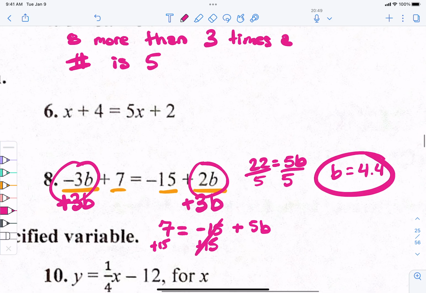Do 6 now. There are 2 x's. You have to get the x's together, right? Get the x's together and the numbers together, one of them on one side, one of them on the other side. This one is going to be kind of a fractiony thing also, but not that bad. Not 4.4 or 22 fifths.